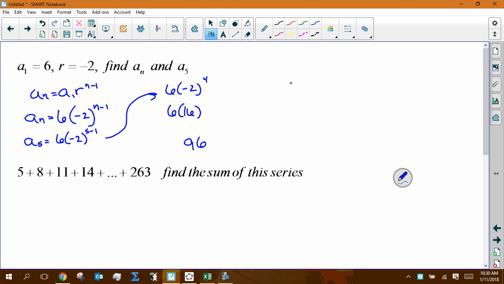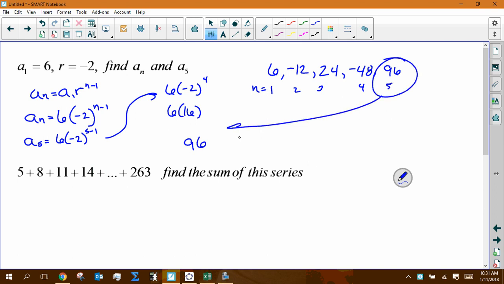And you could double check this if you wanted to. Say, okay, first term is 6. This is geometric, so my common ratio is negative 2, so the next term is negative 12. Multiply by that common ratio again, my next term would be 24. Multiply by negative 2 again, and I get negative 48. And then multiply by that negative 2 again, and I get 96. This is n equals 1, 2, 3, 4, 5, the 5th term, same 96.